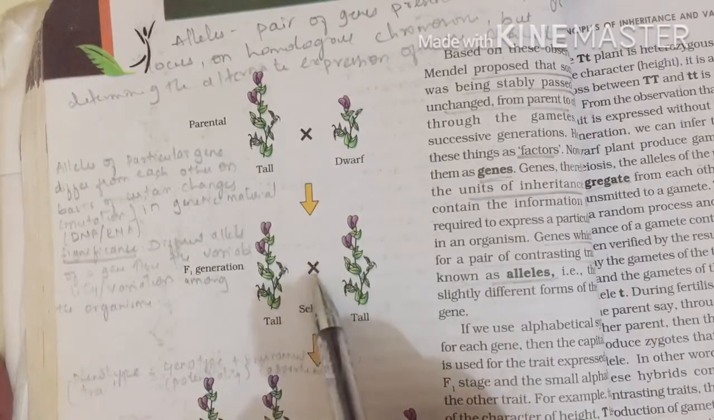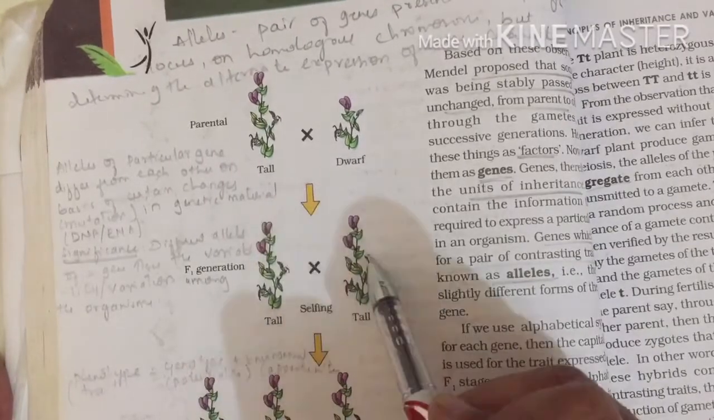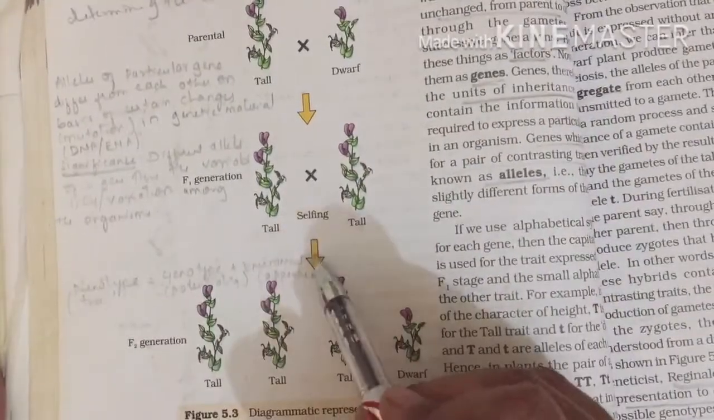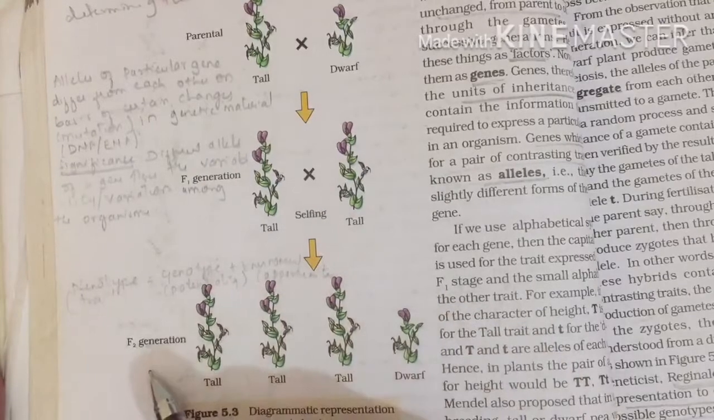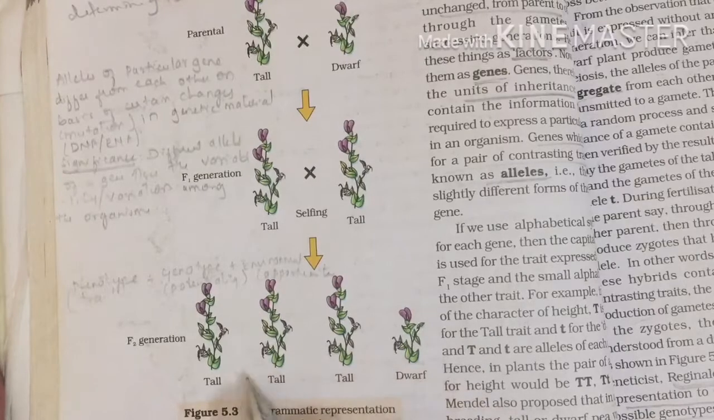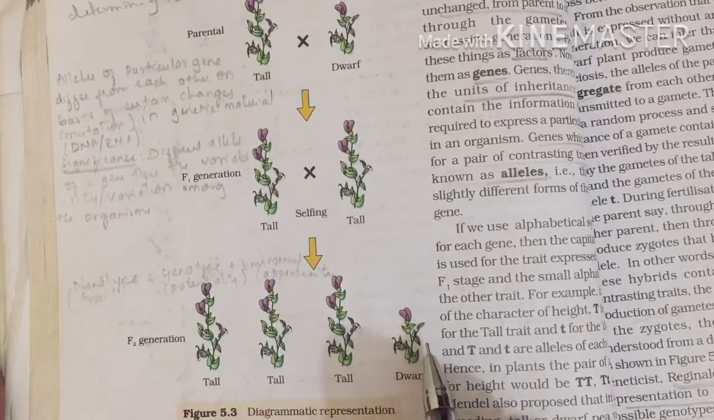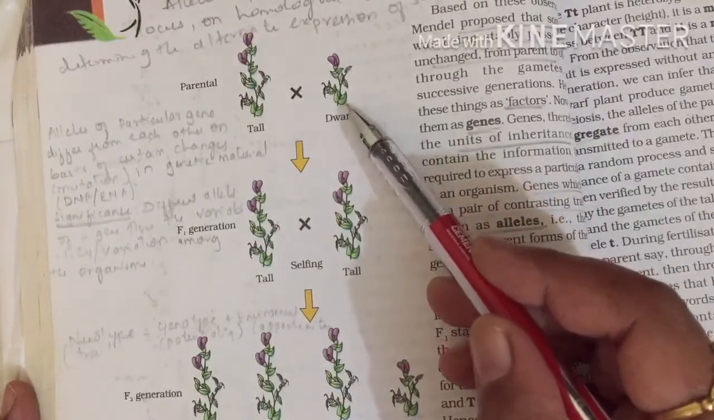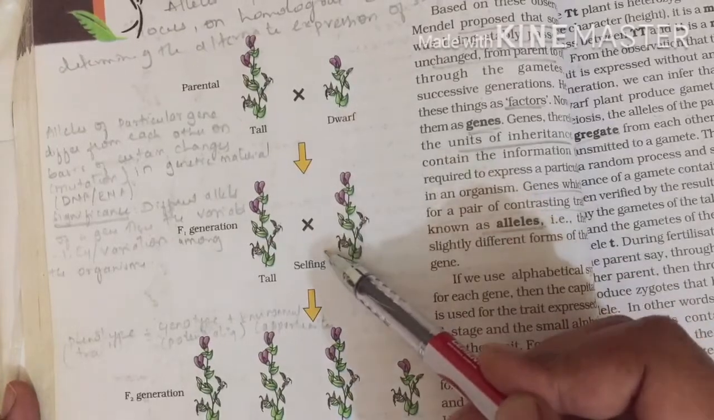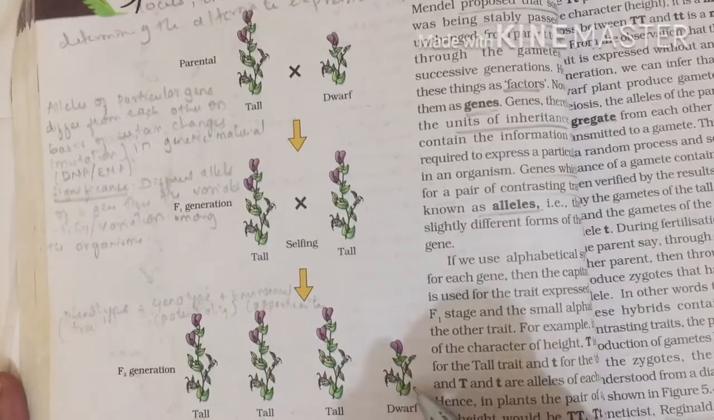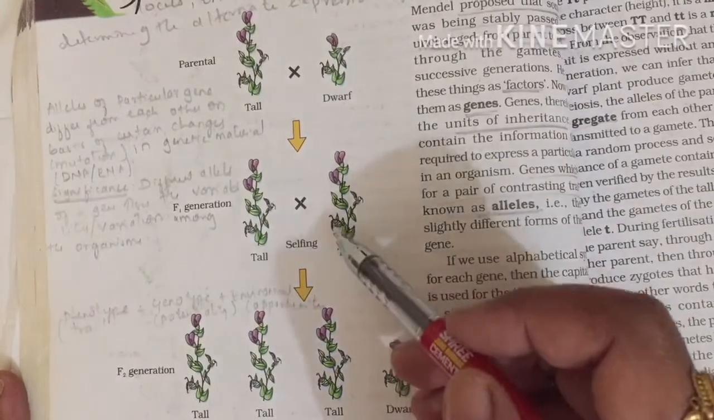Then they have been self-crossed. Either you can self-cross like this between two plants, but it is of the same plant. Then you can find after selfing, in the F2 generation, 3 plants are tall, 1 is dwarf. Which means 75% of the plants were tall and 25% of the plants were dwarf. Which means you can find that the parental character dwarf, which was not visible in the F1 generation, has been visible in the F2 generation. You can find clearly it is present in the F2 generation, not in the F1 generation.